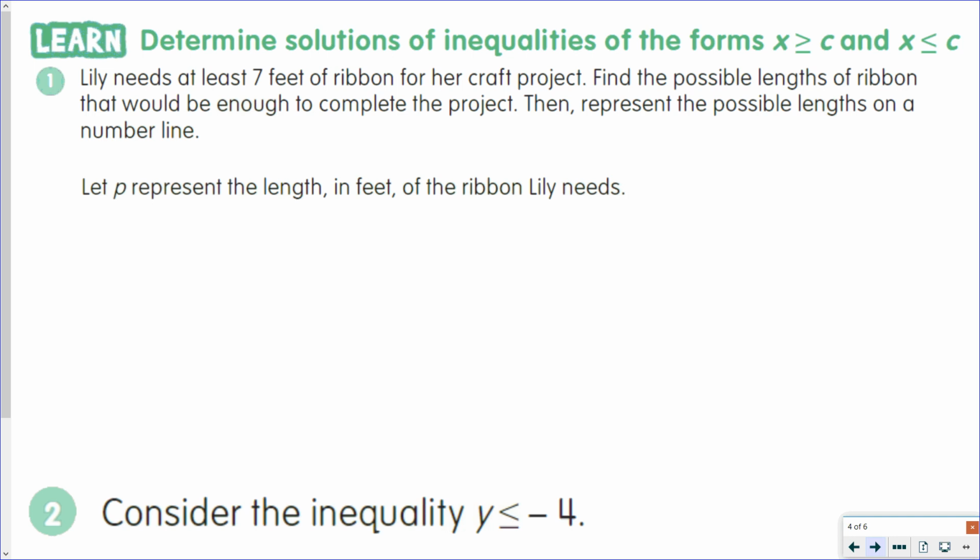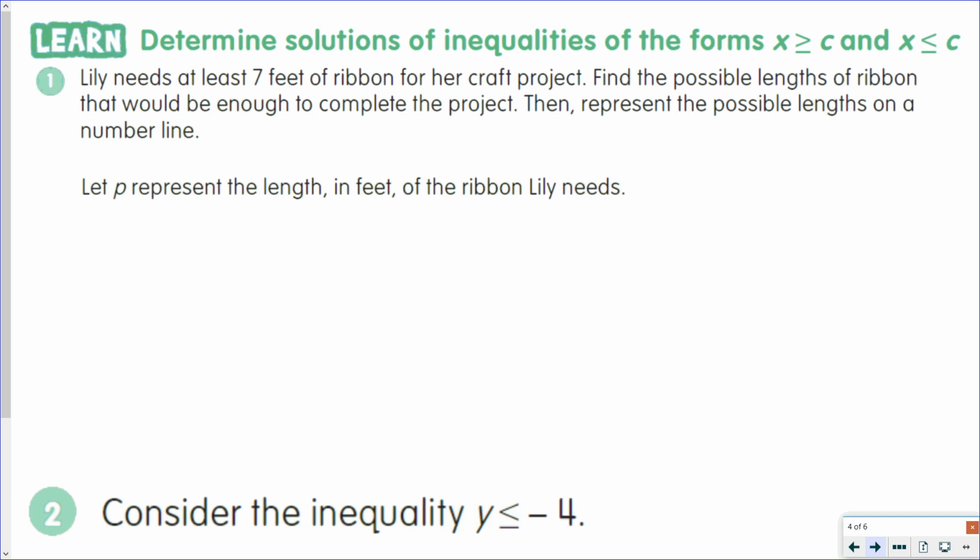So in our next example here, Lily needs at least 7 feet of ribbon for her craft project. So we want to find the possible lengths of ribbon that would be enough to complete the project. Then represent the possible lengths on a number line. Well, if Lily needs at least 7 feet, she could have 8 feet, she could have 10 feet, she could have 20 feet. Or she could have exactly 7 feet.